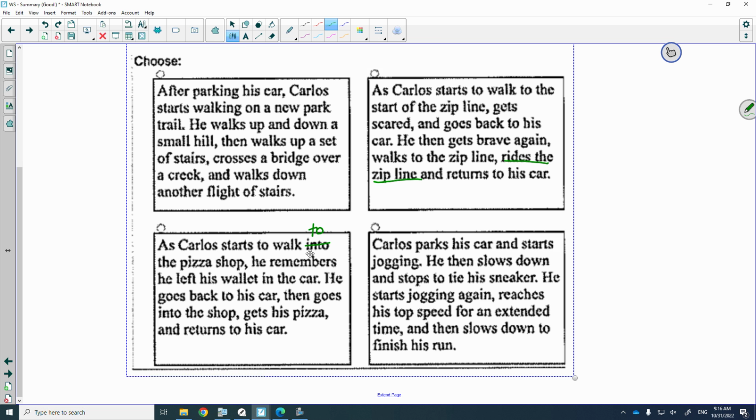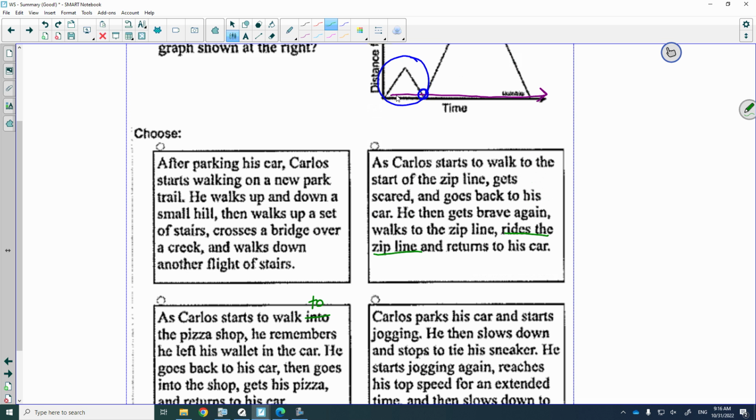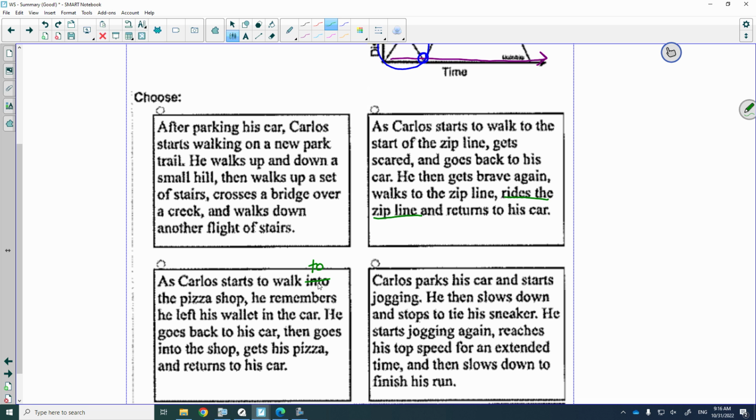Because according to this, he can't be into the pizza shop here, right? So he'd have to be walking to the pizza shop. At some point on the way there, he remembers he forgot, returns home or back to his car. He then walks back to the shop. Like I'd have to say back over here. Yes.